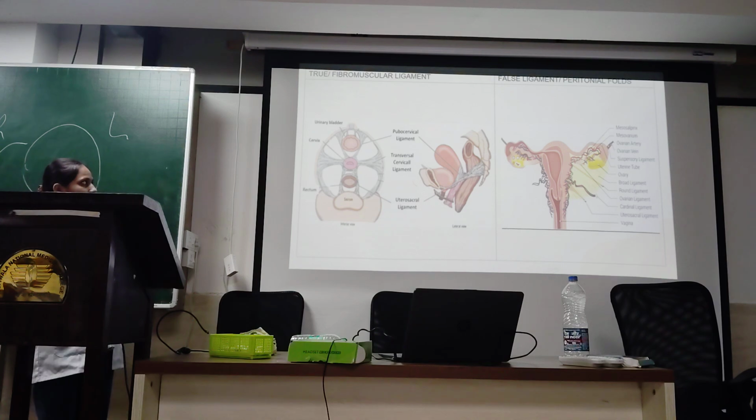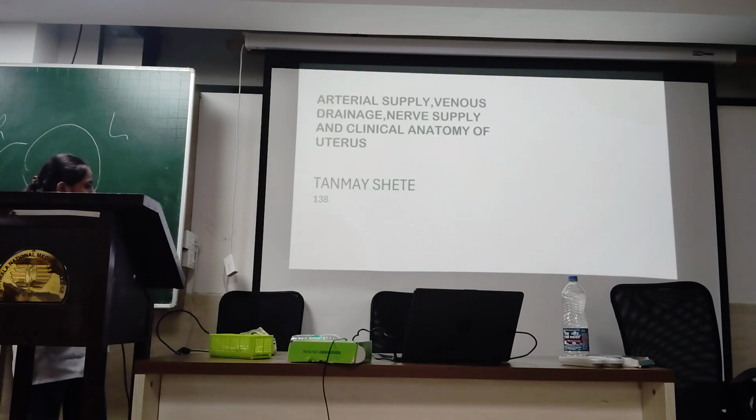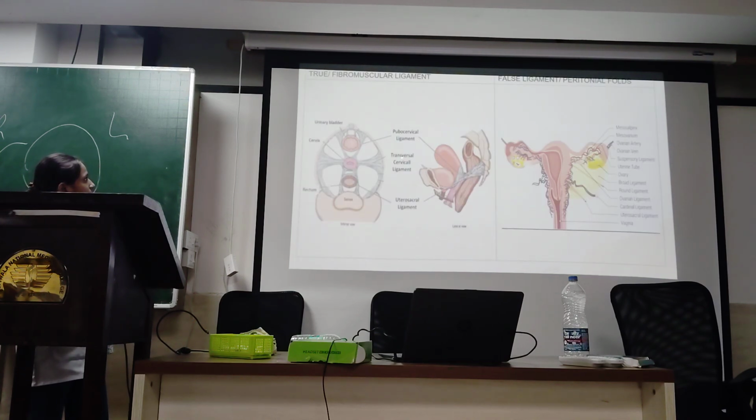As you can see here in the diagram, these are the pubocervical ligament, transverse cervical ligament and the uterosacral ligament. The uterosacral ligament is present between the cervix and the sacrum, and the main function of the uterosacral ligament is to maintain the anteversion of the cervix. And this is the pubocervical ligament, and this is the transverse cervical ligament.